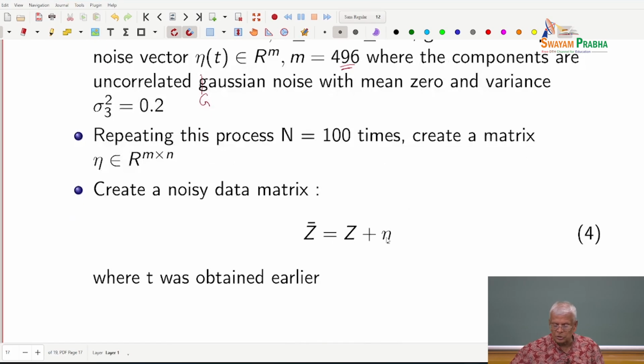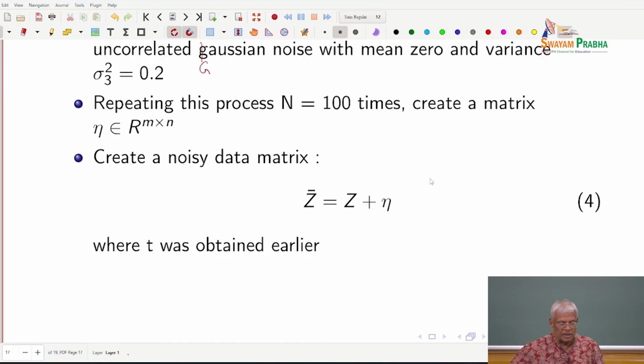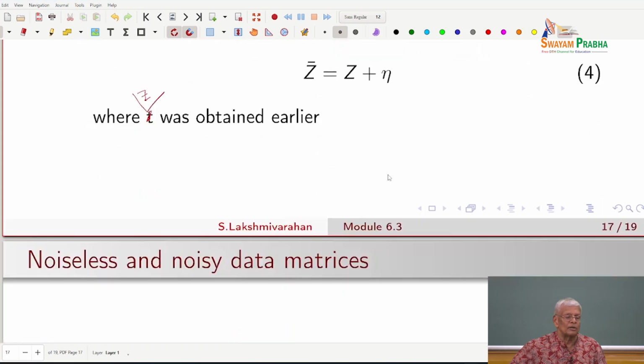Z bar is equal to Z plus eta, where Z was obtained earlier. So I generate the data matrix, I generate the noise matrix, I add the noise. Why? I want to be able to represent reality. And this is what is called the digital twin in modern times. I want to be able to mimic nature. So measurements consist of signal and noise, and I'm trying to model both the signal and the noise.